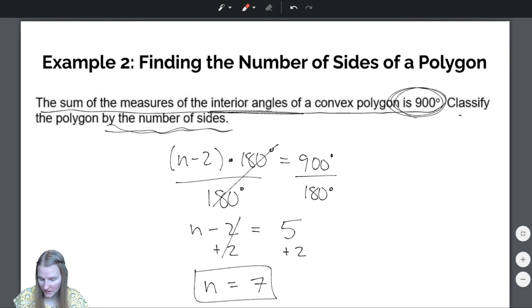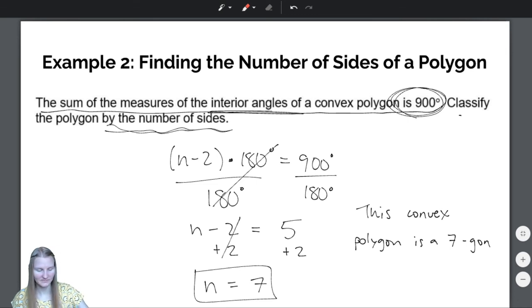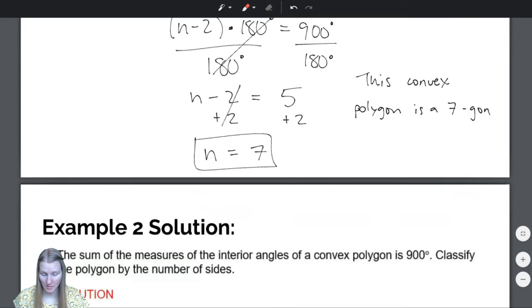So this convex polygon is a 7-gon. A 7-gon. Okay. Alright, let's check and make sure that we were correct.